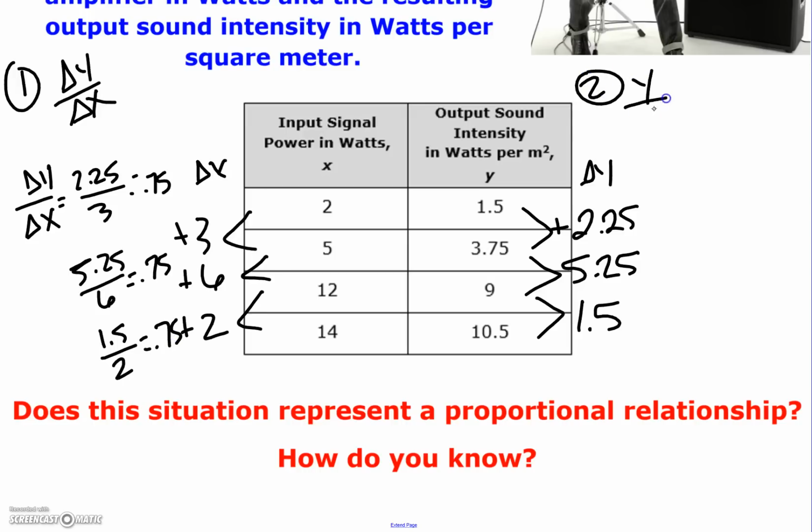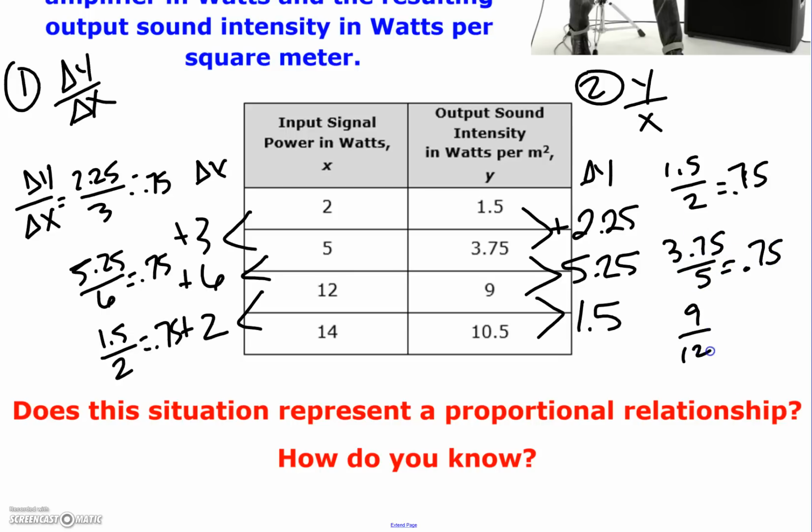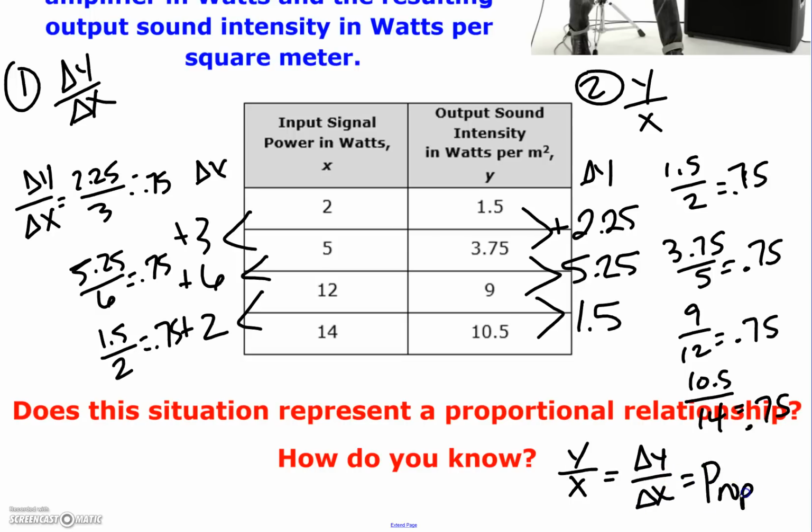Proportional is Y divided by X. So 1.5 divided by 2 equals 0.75. 3.75 divided by 5 is 0.75. 9 divided by 12 is 0.75. And 10.5 divided by 14 is 0.75. Because Y divided by X is equivalent to the change in Y divided by change in X, we know that it is proportional.